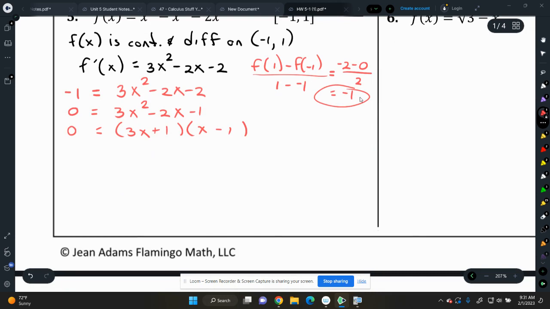Okay, it's going to factor like that. So x is equal to -1/3 and +1.